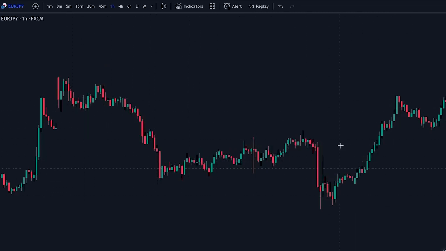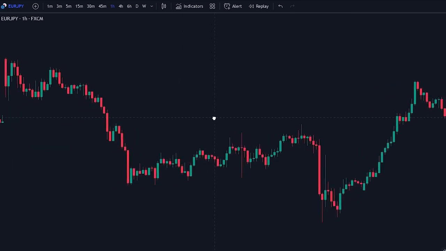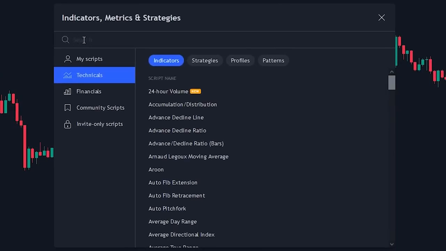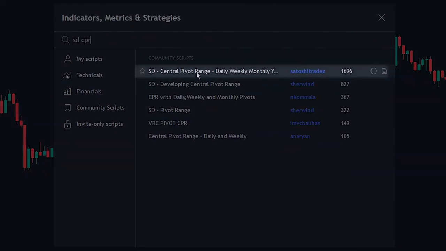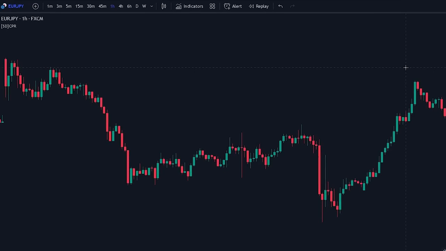with that. Head over to the Indicator Search tab. Now click on the Search tab and search for the SDCPR indicator. Select the indicator made by Satoshi, and add it to the chart. Now let's change the settings of the indicator. To do this, click on the Indicator Settings tab and navigate to the Input tab. Here we will be changing the lookback range to 100.